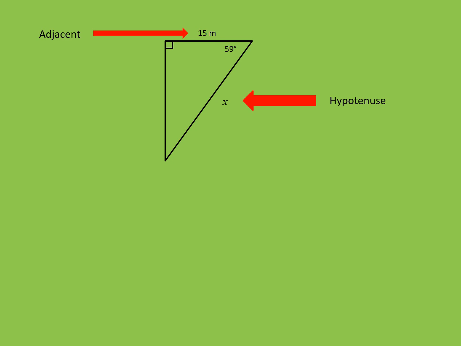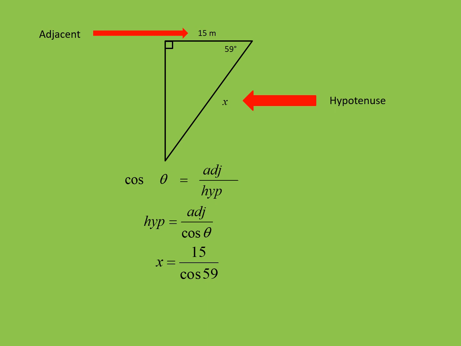Because I've got adjacent and hypotenuse, this is actually going to be a little bit of a different one. This is a cos problem. Now again, don't worry how I know that, that will be taught to you. Here's your formula, cos of the angle equals adjacent divided by hypotenuse. Let's rearrange it because I want to find the hypotenuse. So let's rearrange it to hypotenuse equals adjacent divided by the cosine of the angle.